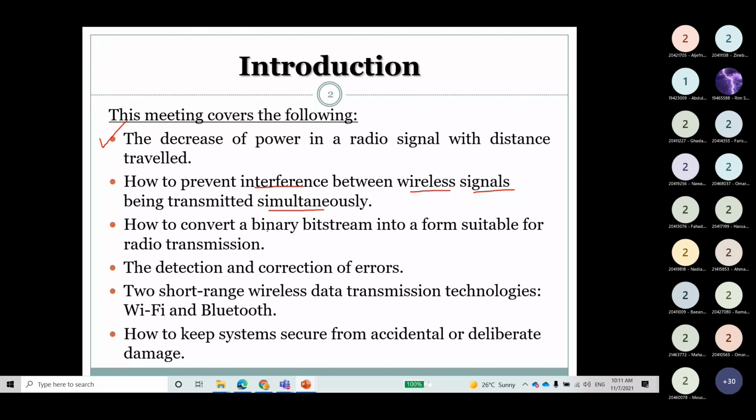How to convert a binary bit stream into a form suitable for radio transmission. The detection and correction of errors. You can understand that there will be some errors while sending these bits, these codes, so we need some detection and correction algorithms. The two short-range wireless data transmission technologies, we will see Wi-Fi and Bluetooth, some characteristics of Wi-Fi and Bluetooth and what the difference is, and how to keep systems secure from accidental or deliberate damage.